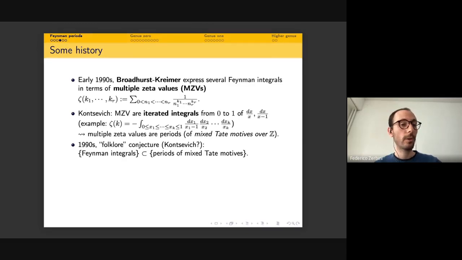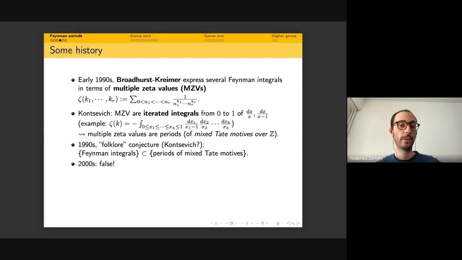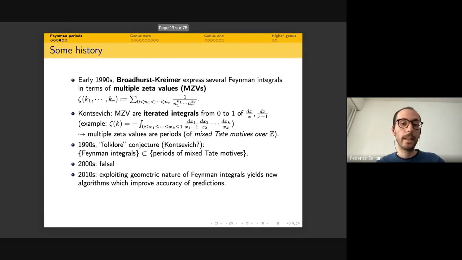And there was a folklore conjecture in the 90s that some people attributed to Kontsevich that tells you that all Feynman integrals should come from this kind of motives, so should have this kind of quite simple geometry. So this was in fact false. This was proved to be false in the 2000s, but only recently people found some more concrete examples. And this means that you can find a lot of periods in principle in quantum field theory from Feynman integrals. And we will see something beyond multiple zeta values later.